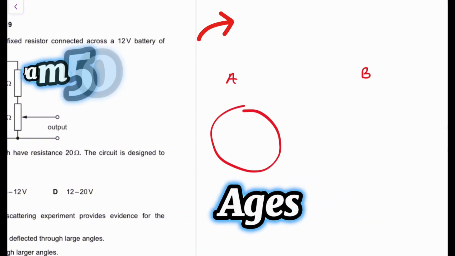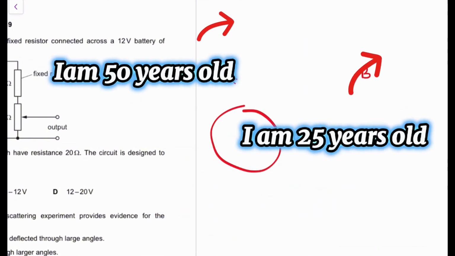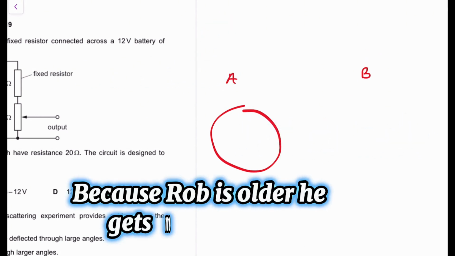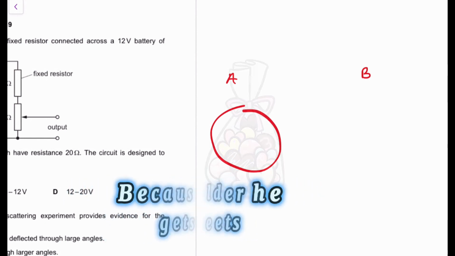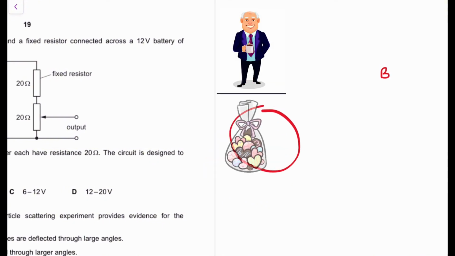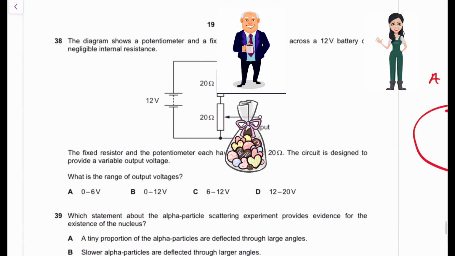Because Rob is older than Becca, Rob is going to get more sweets, right? I've chosen a criterion that because you're older, you're going to get more preference, you're going to get more sweets, right? So I'm going to give Rob more sweets as compared to Becca, right? So the criterion can be different, but people are going to be shared the sweets based on their ages, right? So if I go to these ones, think of the criterion, like I've said, in that case, it was the age. Think of the criterion here being the resistance.